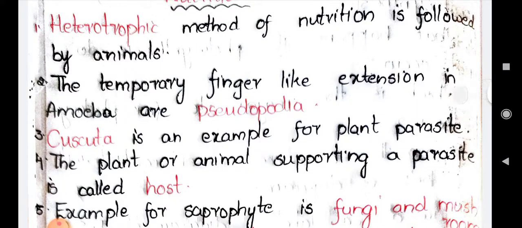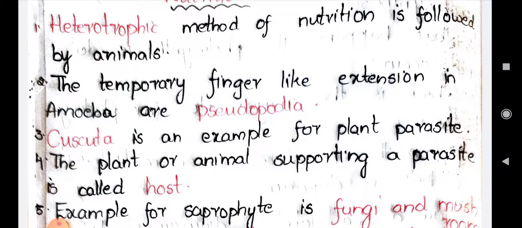Let's go to the third question. Dash is an example for the plant parasite. What is parasitism and what is saprophytism, I'll explain in detail. But let us learn the answer for this bit. Cuscuta is an example for the plant parasite. Cuscuta can also be called dodder. So this is an example for the plant parasite.